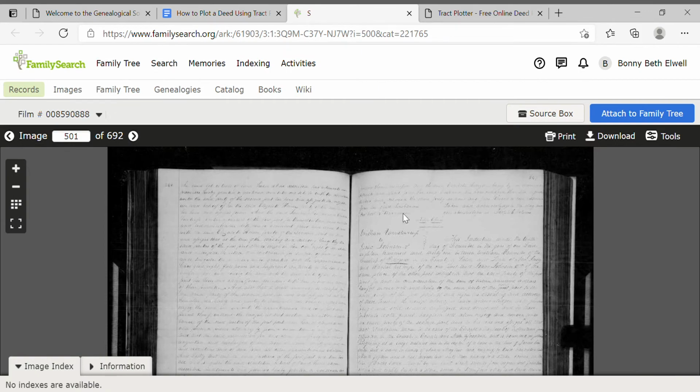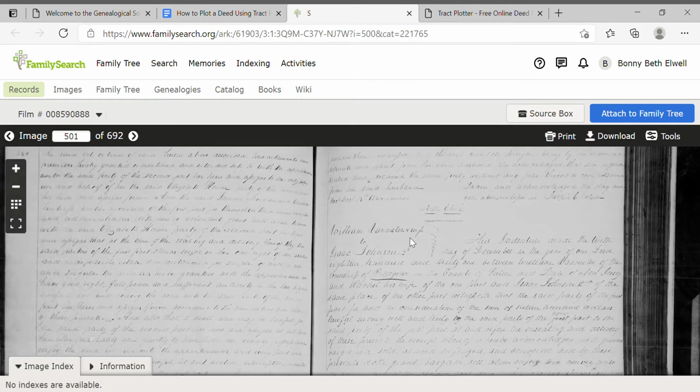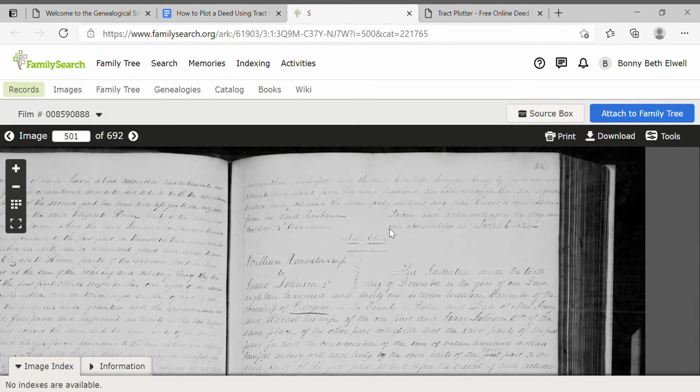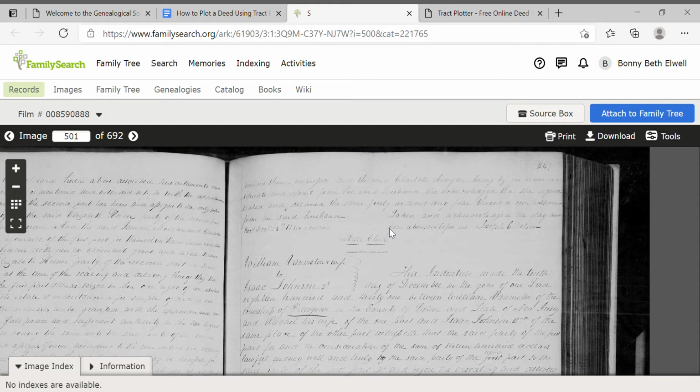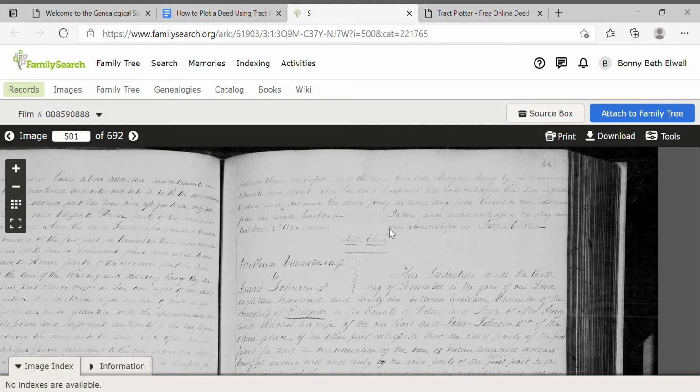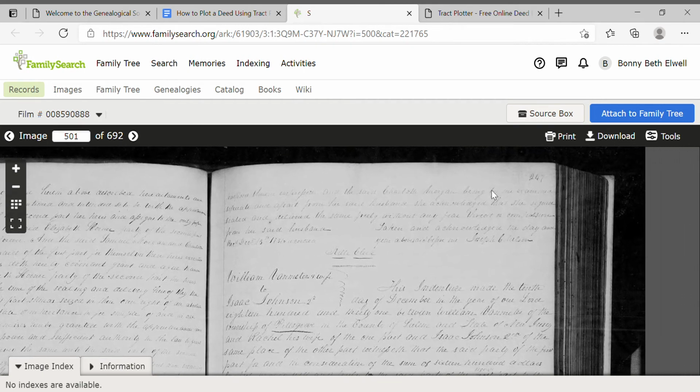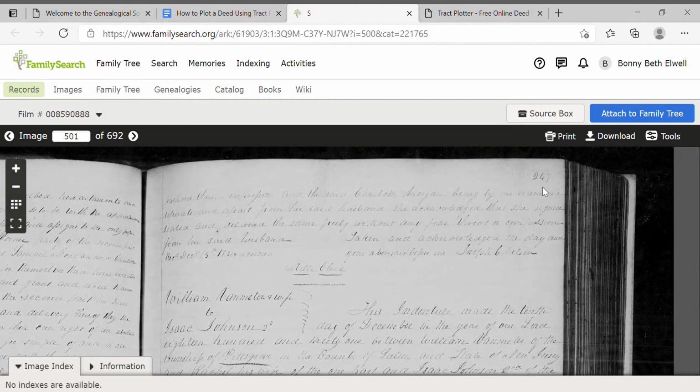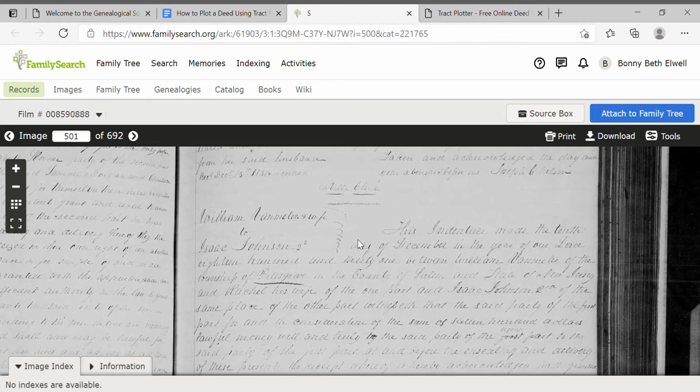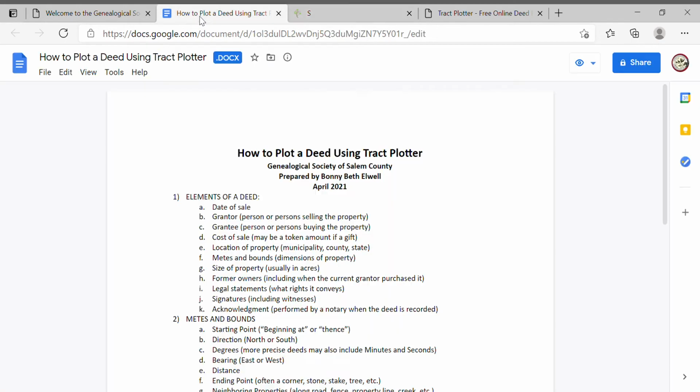This deed right here is a deed for my ancestor purchasing some property. This is located in Salem County Deed Book MM, page 247. I'm looking at this on Family Search. As you can see, it's on page 247, and this is the deed right here that we're going to look at today. To start with, let's go over the elements that are on a deed.